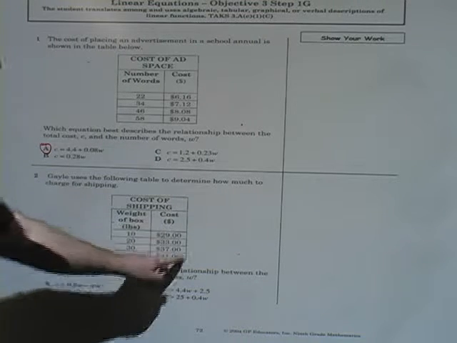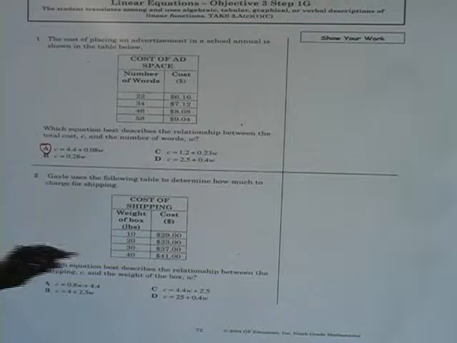Okay, on number 2, same thing. Down here, C is going to be your Y. Okay, those are going to be your Y. And W is going to be your X. Plug those in at Y equals and compare the table to this table. You should get answer D.